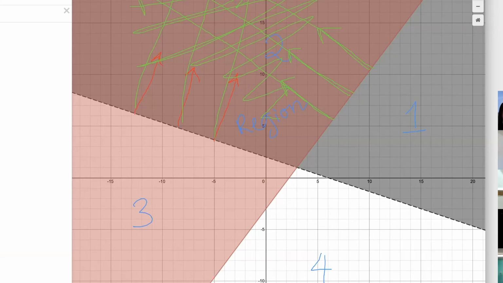Mr. Man, is 0.2 a solution? Because Barkley says 0.2 is on the dashed line, and I don't see it on the dashed line. In order to be a solution, it has to be in the shaded area or on a solid line.